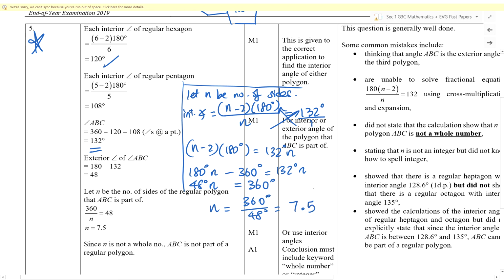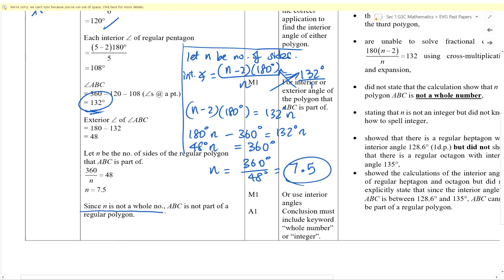So apparently, 132 degrees as an interior angle is possible if my polygon has 7.5 sides. But that is impossible. We cannot have 7.5 sides. We can have 7 sides, we can have 8 sides, but it cannot be 7.5 because it is not a whole number. So from here, you need to state, since n is not a whole number, many of you managed to get 7.5 and you straight away concluded that it is not part of a regular polygon. You need to explain why. And the reason is because 7.5 is not a whole number. It is not an integer. It is not a positive integer. These are the words that we need to see.